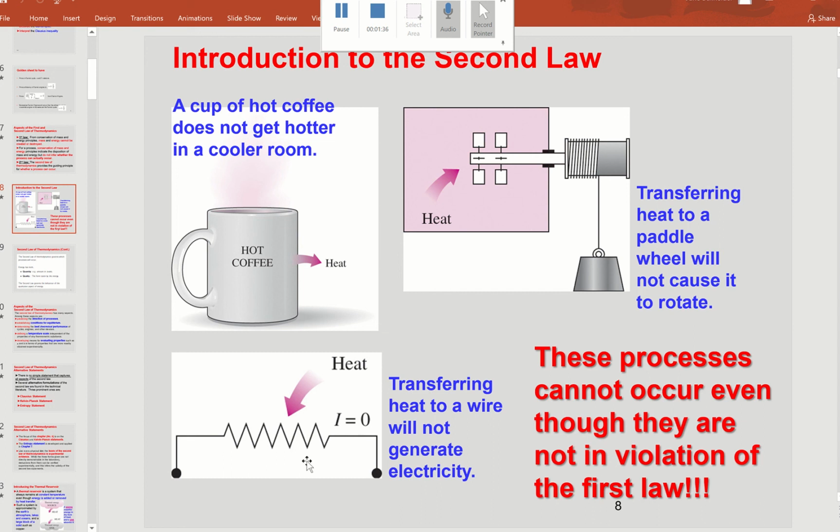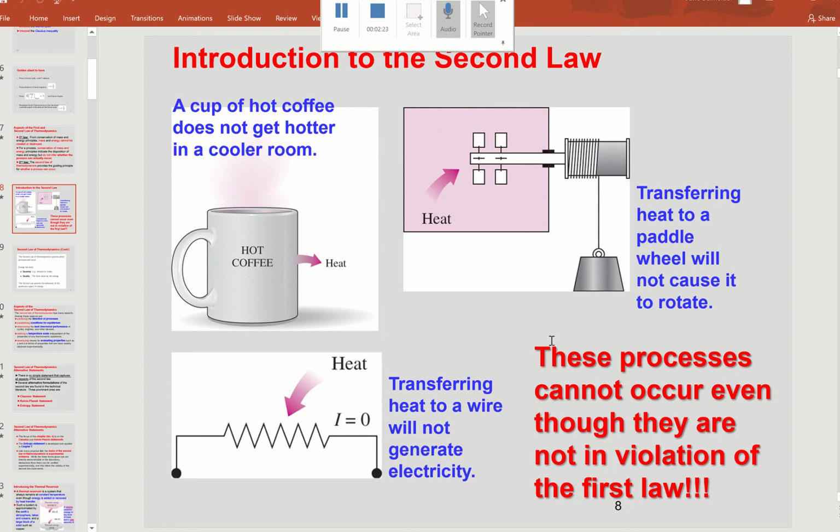This is a second example. When you have a wire with electricity going through, you know the wire gets hot. So electrical energy is converted to heat. However, you cannot add heat to it to make this wire generate electricity, right? It only goes one way. This is another example. When you have a paddle wheel, it causes the shaft to get hot. In other words, you cannot add heat to the shaft and somehow generate mechanical energy to turn this or crank this up, right? So those three examples, all those processes cannot occur even though they are not in violation of the first law.